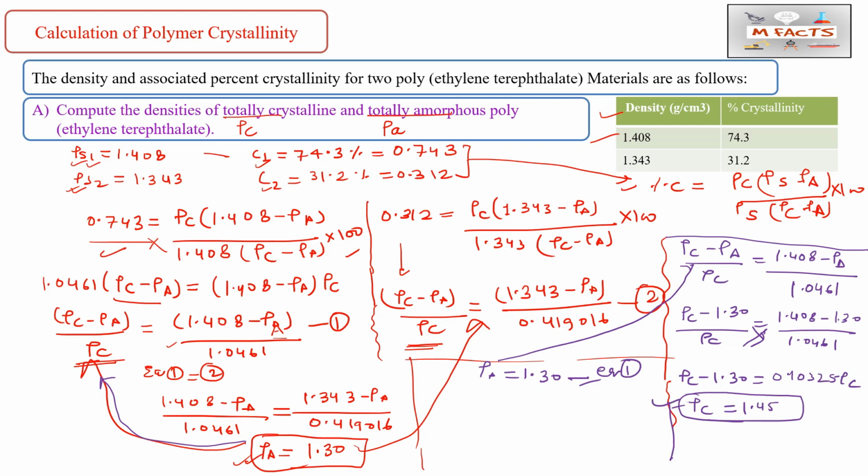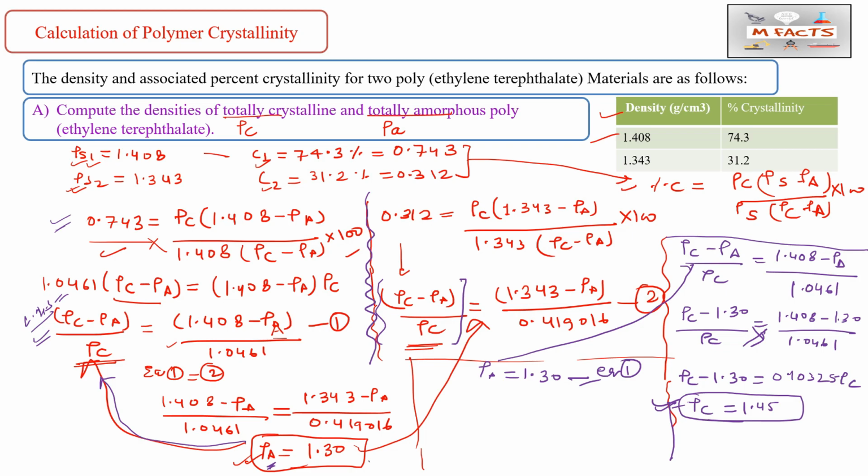So this route is very easy for the calculation of this type of question. We can avoid silly mistakes by comparison. We will write the same things for both the equations, and we will find the answer by equating the similar things, that is rho C minus rho A by rho C. In both the equations we can see in the LHS both the things are there, so we can equate these equations easily, and we will find rho A.